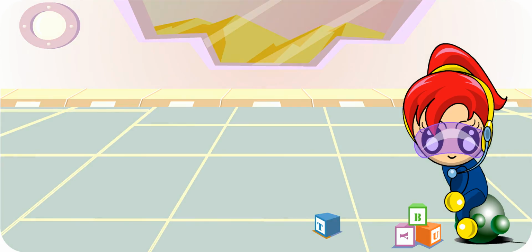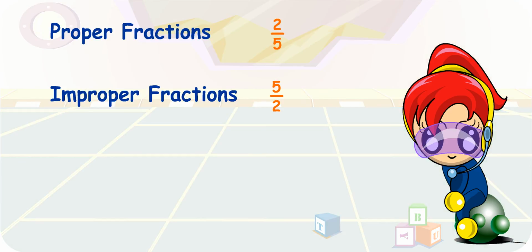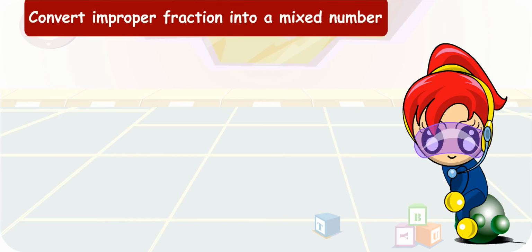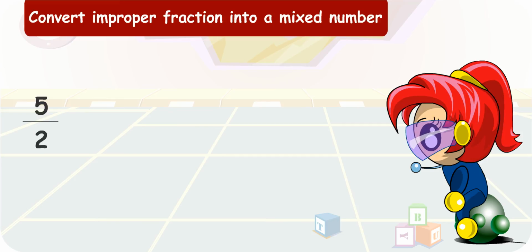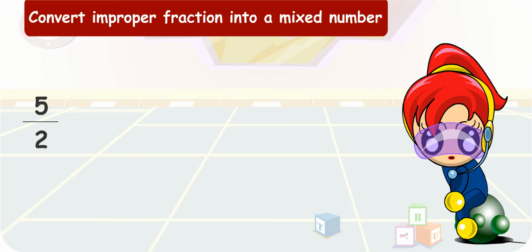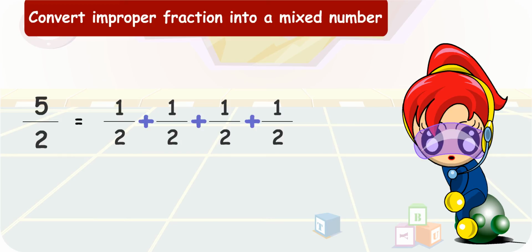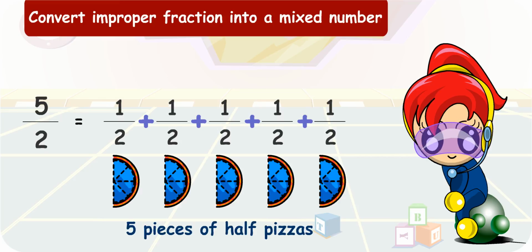Now that you are able to recognize proper fractions, improper fractions, and mixed numbers, let's learn how to make an improper fraction into a mixed number. Okay. I have here an improper fraction, 5/2. Can you tell me what this fraction means? I think it means there are 5 halves. That is, half plus half plus half plus half plus half. Yes, these 5 pieces of half pizzas represent the improper fraction.